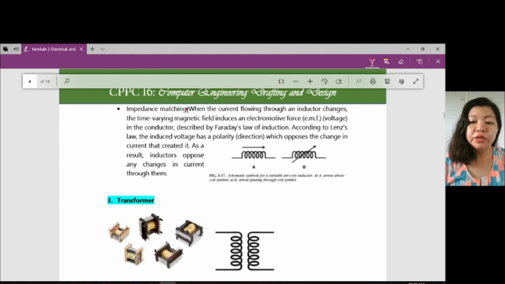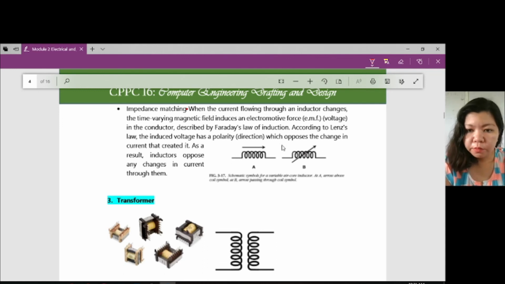When the current flowing through an inductor changes, kapag siya nagbago yung current, kasi the time-varying magnetic field induces an electromotive force. So Faraday described this as the law of induction. So according to Lenz's law, the induced voltage has a polarity which opposes the change in the current that created it. So as a result, inductors oppose any change in current through them. Kaya mas maganda siyang ginagamit to regulate or to change from AC to DC.